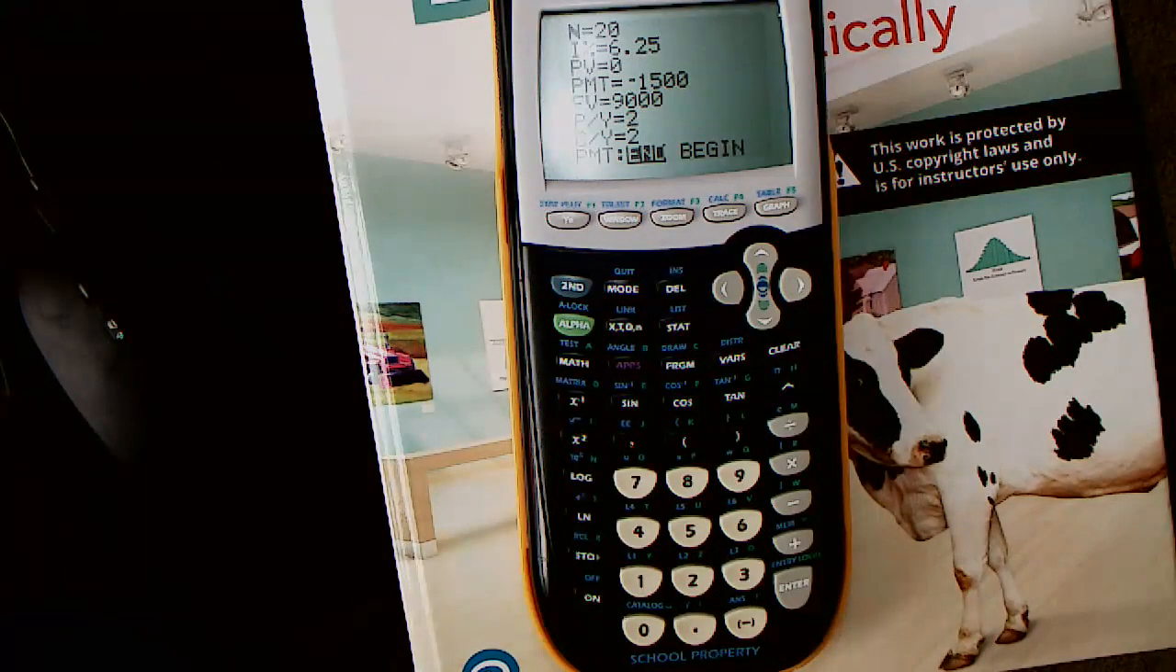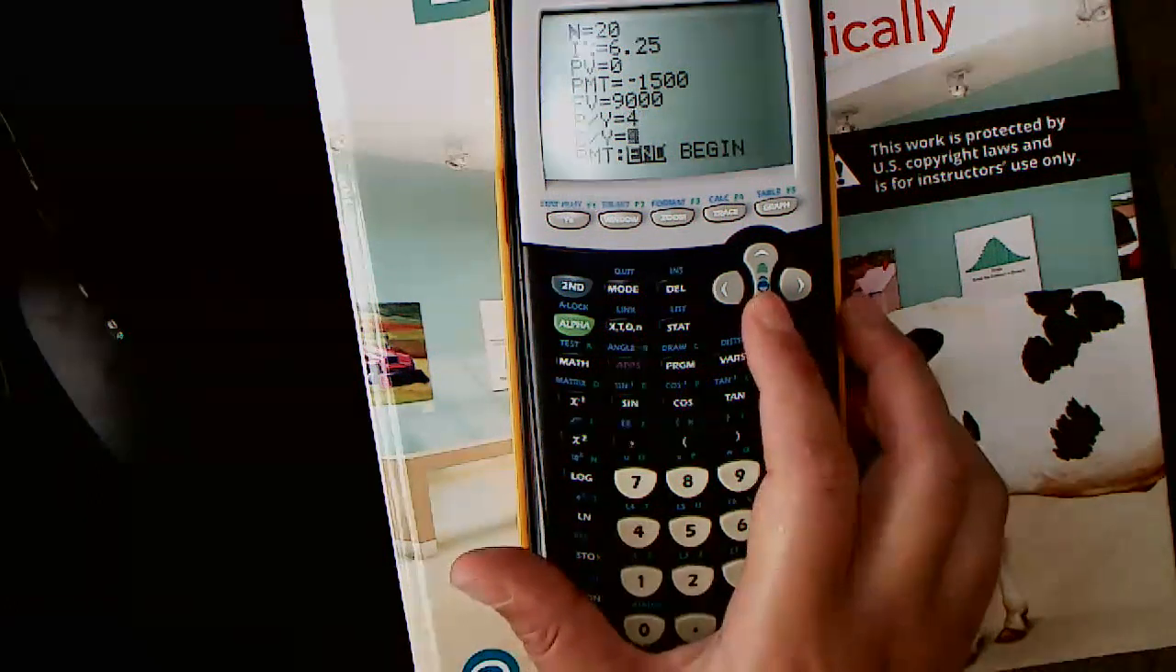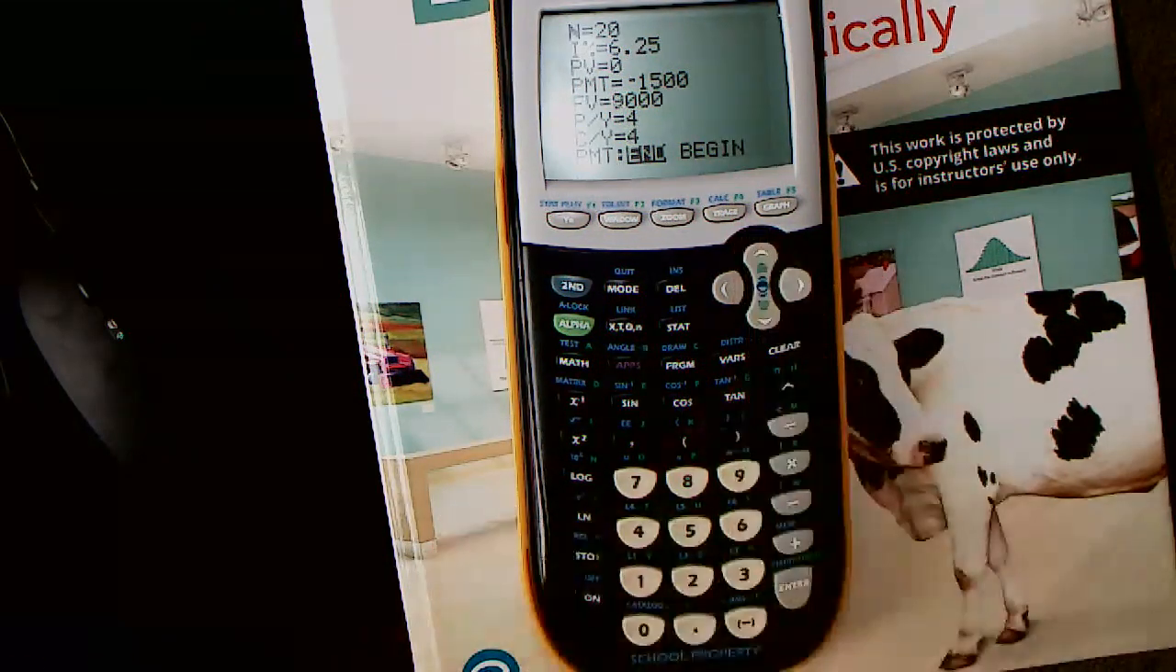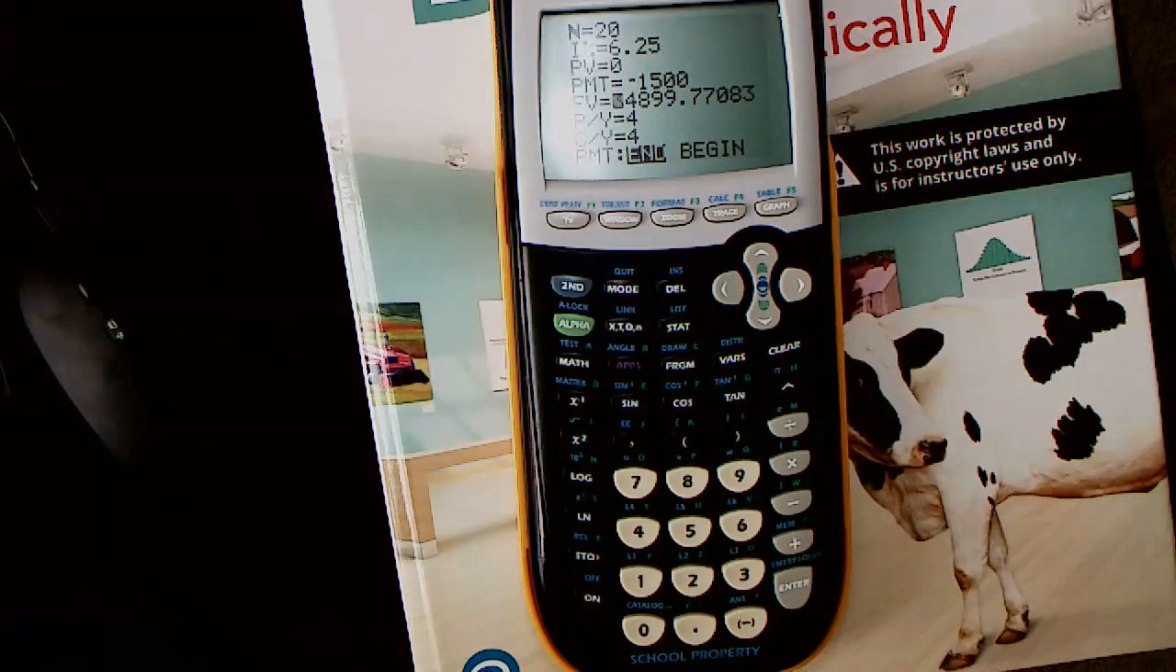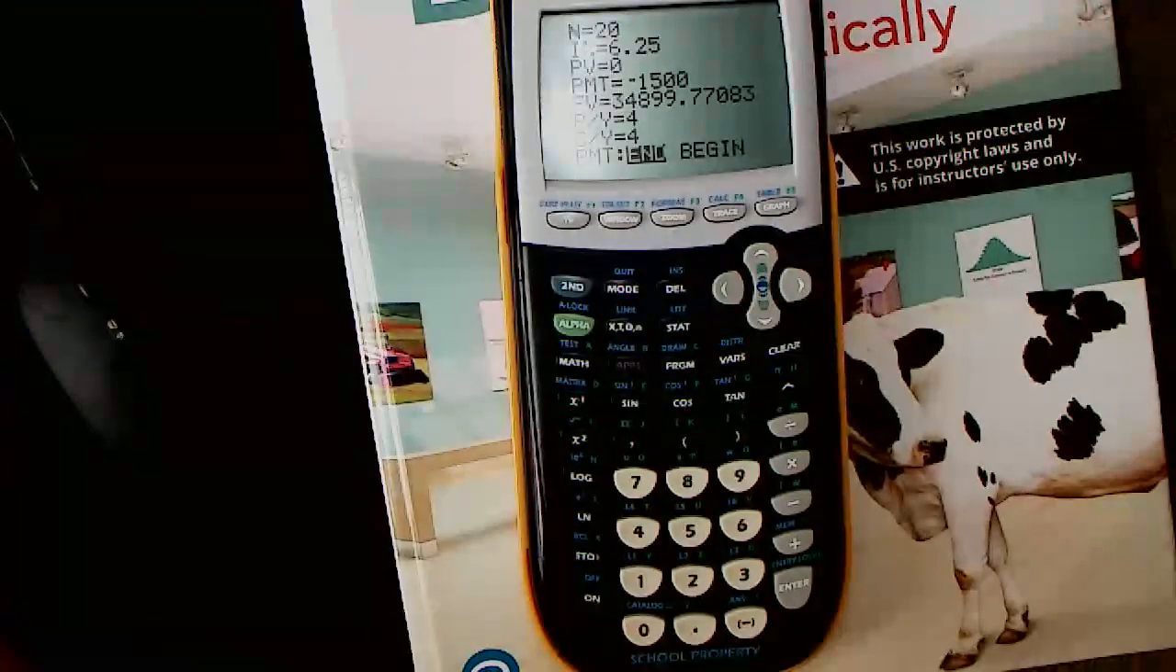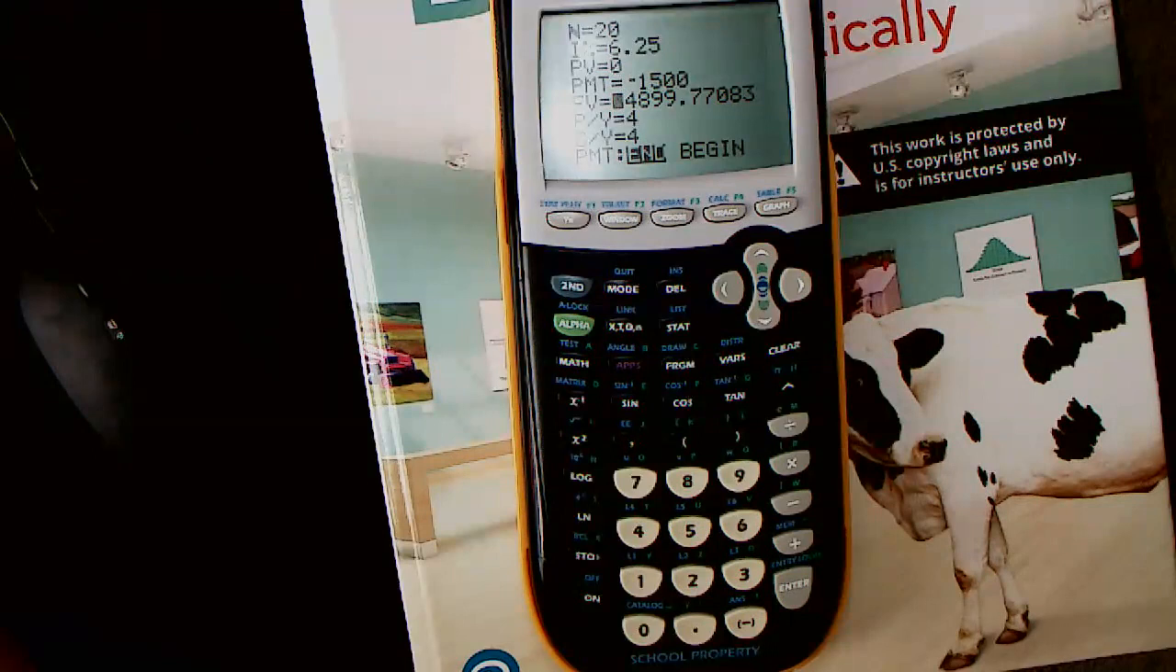P per Y, C per Y, since it's quarterly, we're going to have 4 there. And we go back to future value and solve for that. Let me double check. N is 20, rate 6.25, present value is 0, payment is negative $1,500, P per Y and C per Y are 4. Yeah, that's correct. That's going to be our answer: $34,899.77.